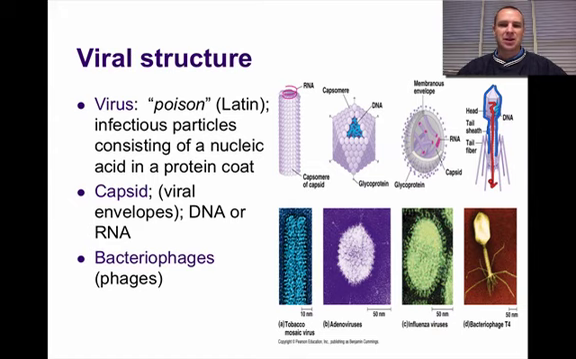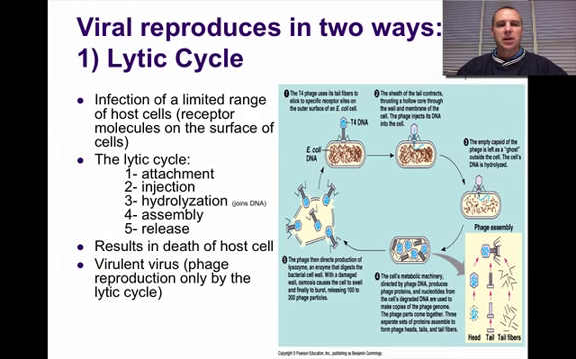Now, this protein coat protects the RNA or DNA that's inside of the virus and makes sure that it survives long enough to get inside your cell. All right. Now, there are basically two ways that viruses can reproduce. The first one is the lytic cycle. Now, the lytic cycle, there's a picture over here on the right.